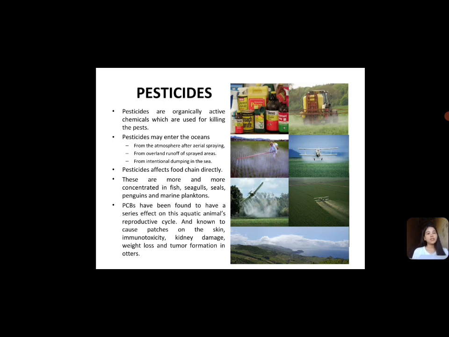Second one is the pesticides. Pesticides are organically active chemicals which are used for killing the pests. Pesticides may enter the oceans from the atmosphere after aerial spraying, from overland runoff of sprayed areas, from intentional dumping in the sea. Pesticides affect food chain directly. These are more and more concentrated in fish, seagulls, seals, penguins, and marine planktons.